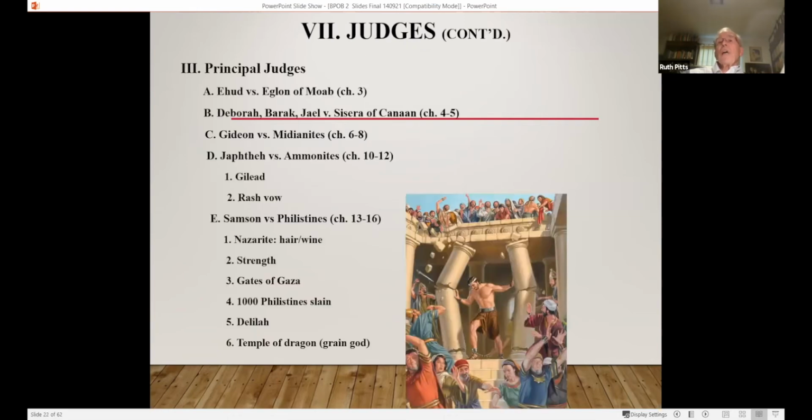So the principal judges, there are 6 of them. We've listed 5 of them here. Ehud versus Eglon of Moab, and then Deborah and Barak against the Canaanites, Gideon against the Midianites, Jephthah against the Ammonites, and Samson against the Philistines. So you know these stories very well. They certainly lend themselves to memory because they are so vivid.